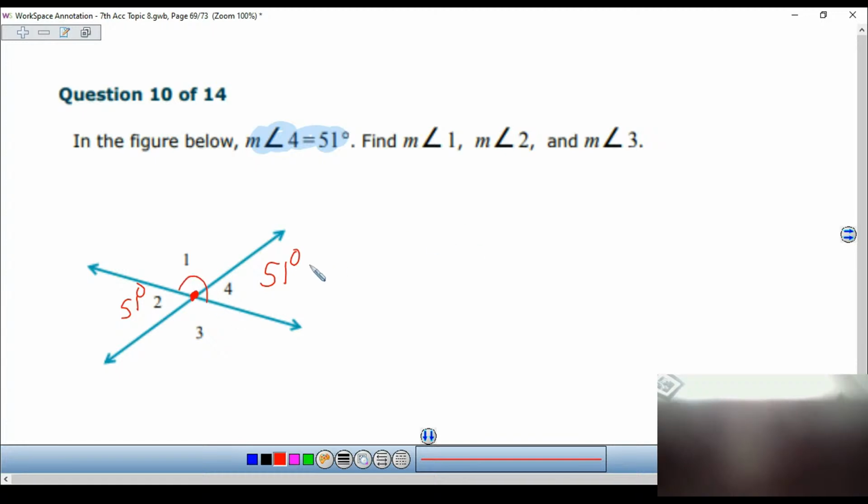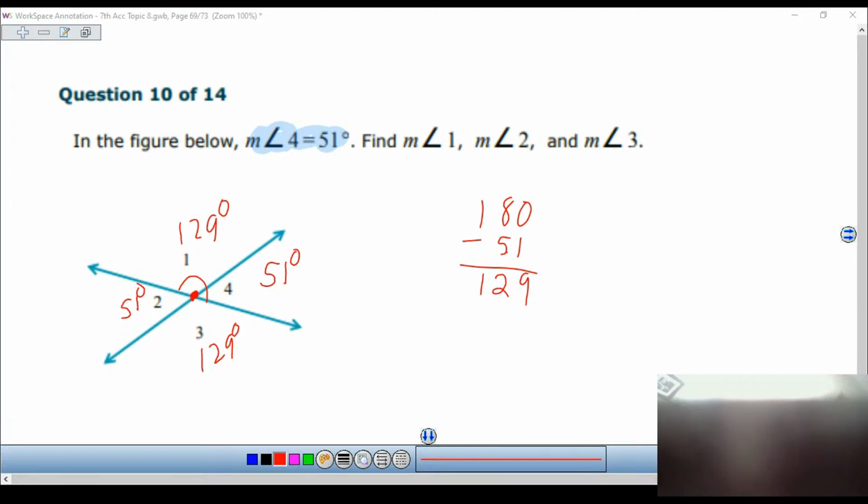So if I already know this was 51, all I have to do is take 180 and subtract 51 from it. Wow, that's a really terrible 5. Let's fix that. All right, 51. Now, when I do this, what am I left with? 129. So that's going to be 129 degrees. And again, since 1 and 3 are vertical, that is also going to be 129 degrees. And we're done. Just like that.